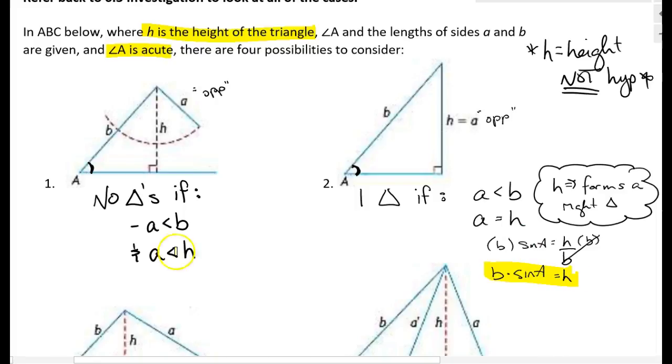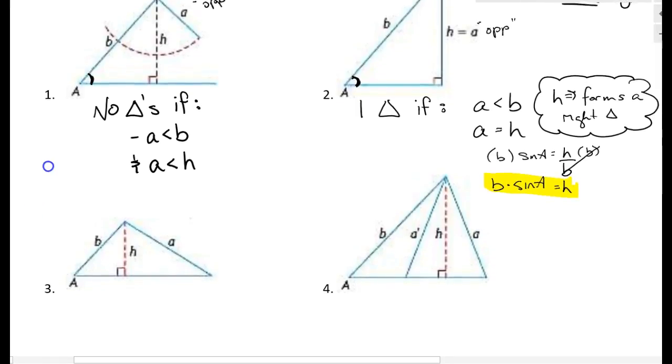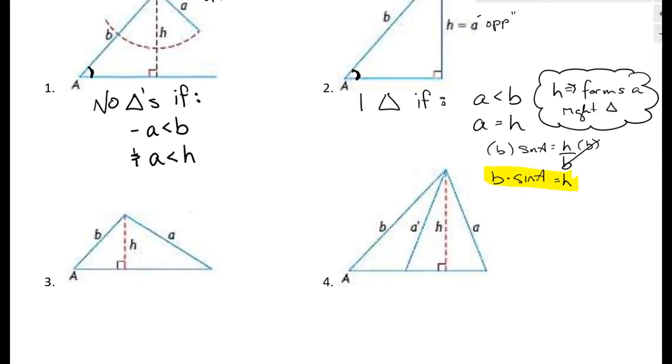And then we can start comparing. Is A smaller than my height? If that's the case, no triangles are formed. If A is equal to the height, I'm going to have exactly one triangle. The second that A is one tiny measurement bigger than the height, we run into scenario number 4.